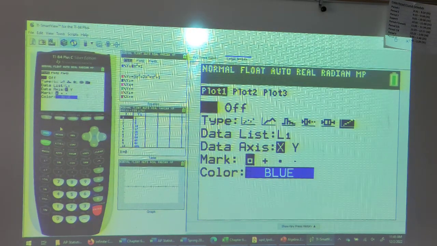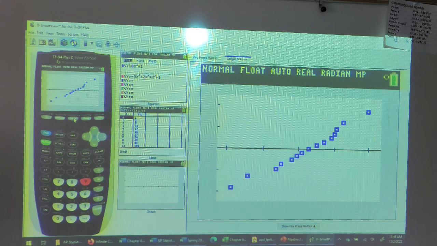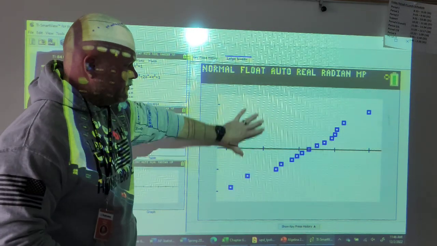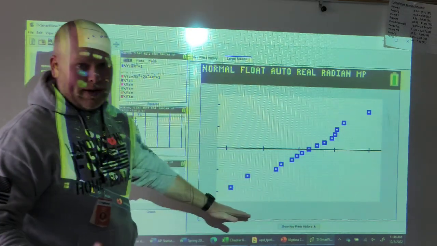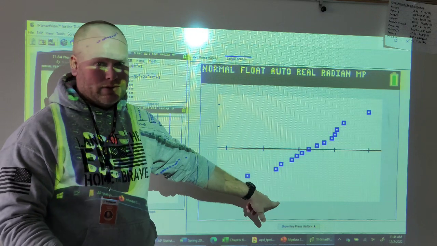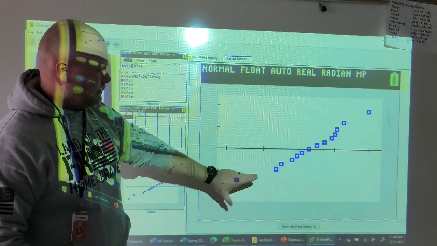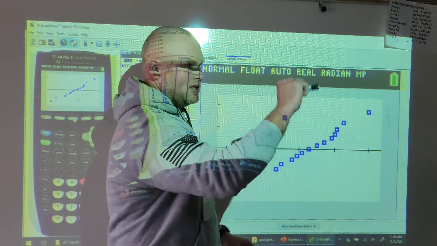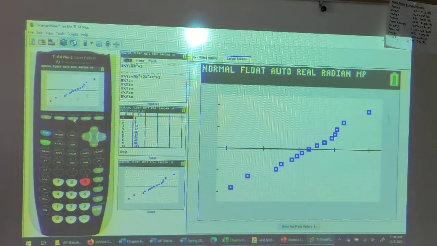and then click the zoom button, zoom 9, which is ZoomStat, and you get a nice little normal probability plot. So this is what you'd have to sketch. The x-axis are your values, so DO levels, y-axis is z-scores. You don't have to plot these precisely when you sketch it. You kind of just have to put the dots there so that it resembles what this looks like. You don't have to be precise.